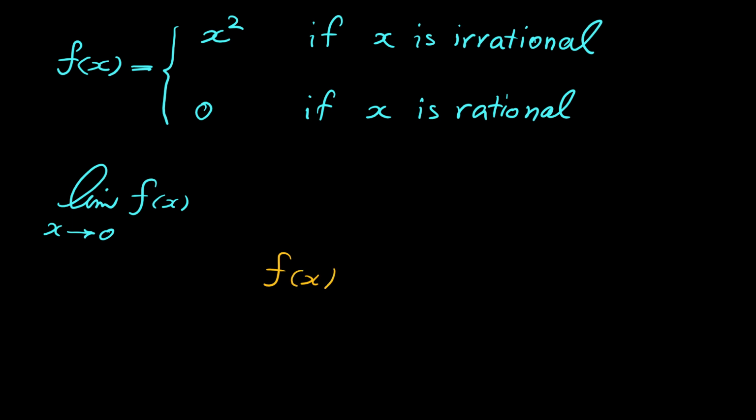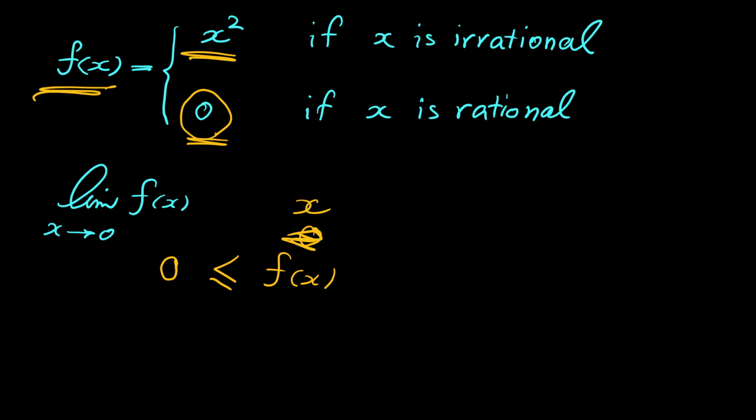So our function f of x is either x to the 2 or 0. For this reason, it should be clear that f of x is always greater than or equal to 0. Because if f of x is 0, then 0 is greater than or equal to 0. And if f of x is x to the 2, it is also greater than or equal to 0. So far we know that f of x is always greater than or equal to 0.